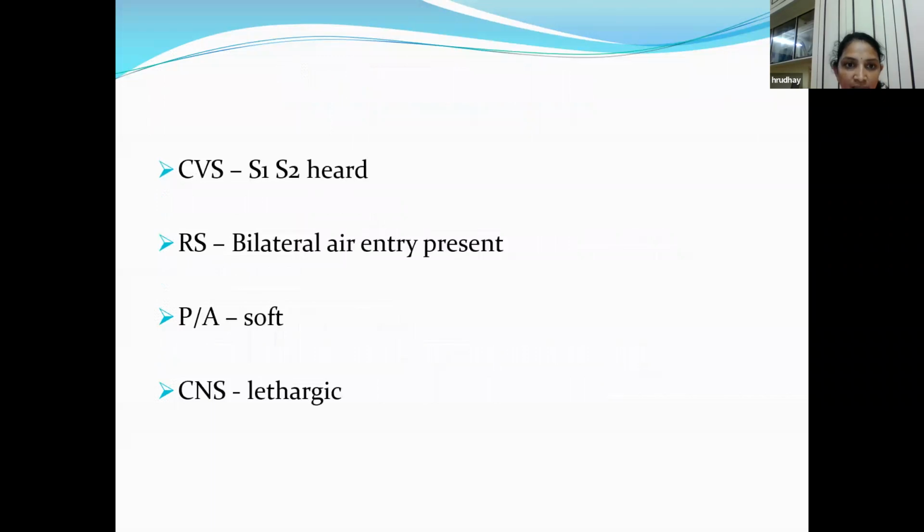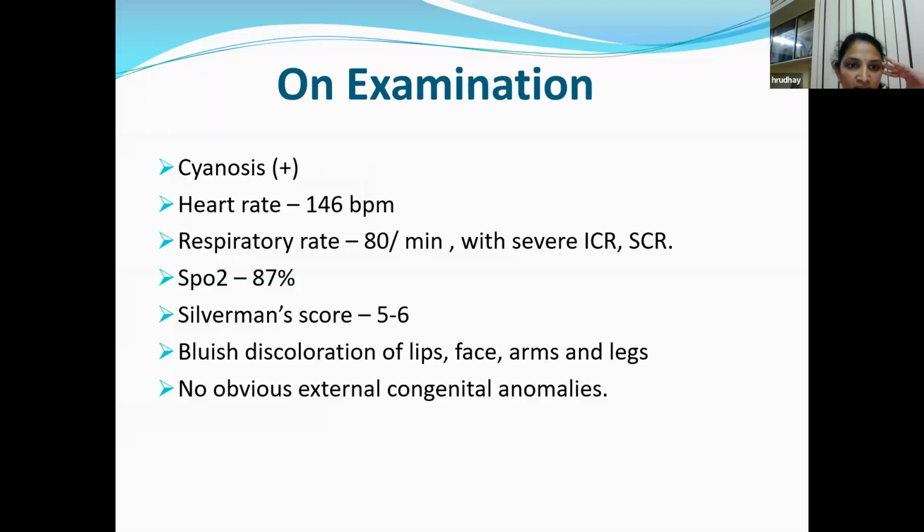When it comes to the systemic examination, cardiac wise, S1 S2 heard, bilateral air entry present, abdomen was soft, and baby was dull, lethargic. With this background, a 33-weeker, 1940 grams male baby delivered by spontaneous vaginal delivery with respiratory distress, we have two main things here: one is cyanosis, another one is respiratory distress.